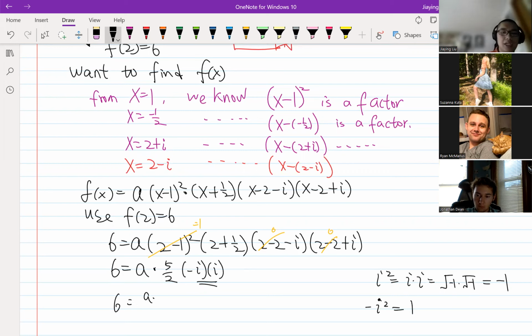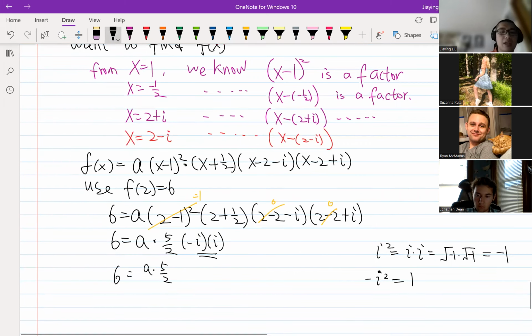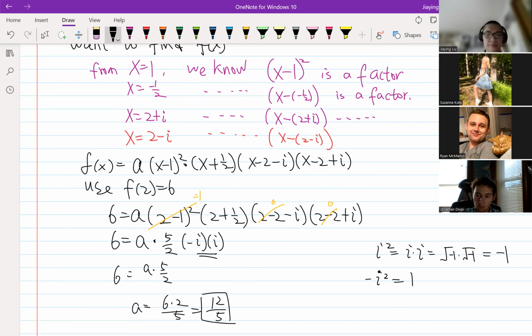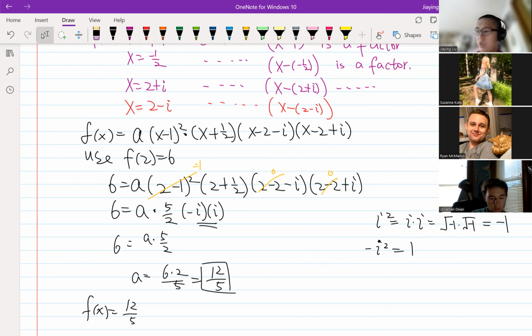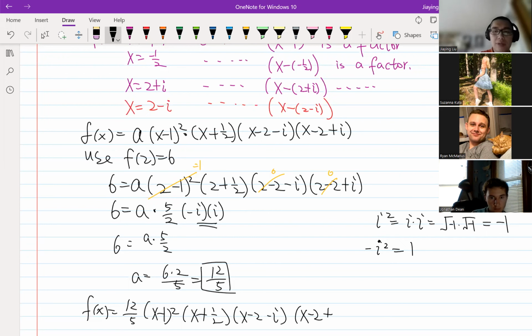So I get 6 equals a times 5/2, and a equals, what is it, 6 times 2 over 5, 12 over 5. So the function at the end is f of x equals 12 over 5 times... Did I make any mistakes? x minus half. Okay, I think we're good. So 12 over 5, and then we have (x minus 1) squared, (x plus 1/2), (x minus 2 minus i), and (x minus 2 plus i).